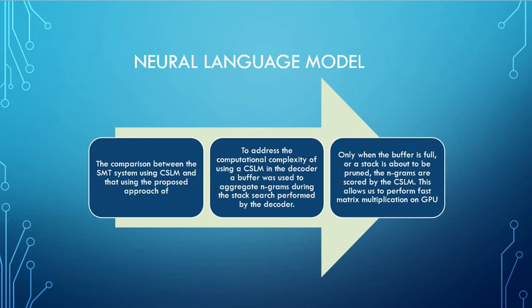They trained the CSLM model on 7-grams from the target corpus. Each word was projected into an embedding space. To address the computational complexity of using a CSLM in the decoder, a buffer was used to aggregate n-grams during the stack search performed by the decoder. The main reason is that only when the buffer is full is a stack about to be pruned. The n-grams are then scored by the CSLM. This allows us to perform fast matrix multiplication on the GPU.